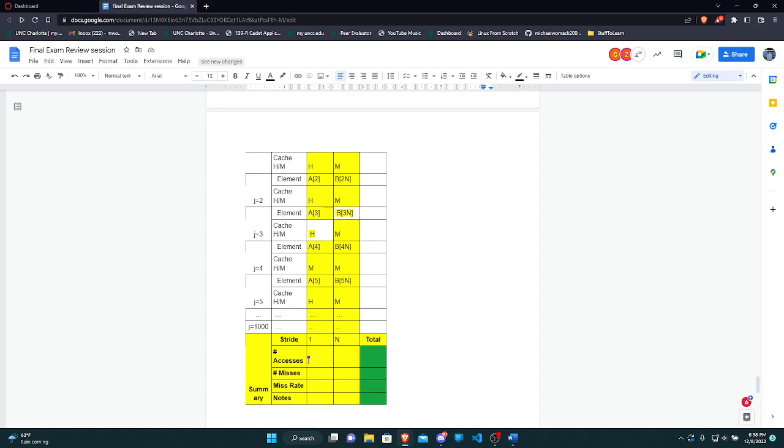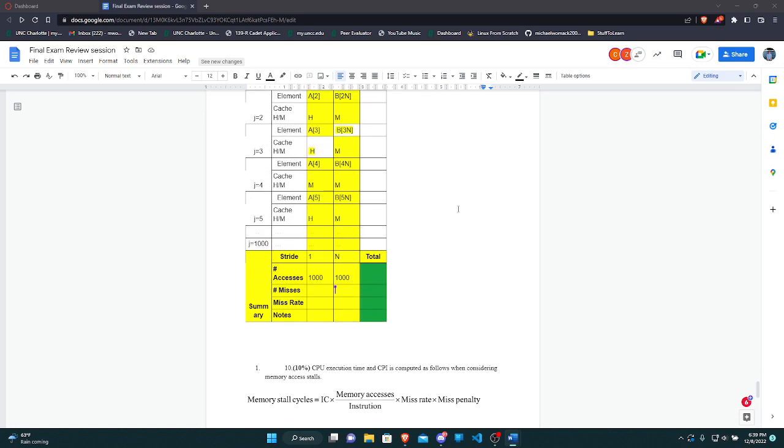And for both of these, N is 1,000, so the loop's going to run 1,000 times. So we're going to try to access it 1,000 times. When the stride is N, we're always going to be missing because we never load into the cache block the values we need. So even though we access B 1,000 times, we're going to miss 1,000 times as well. And that gives us a miss rate of 100%.